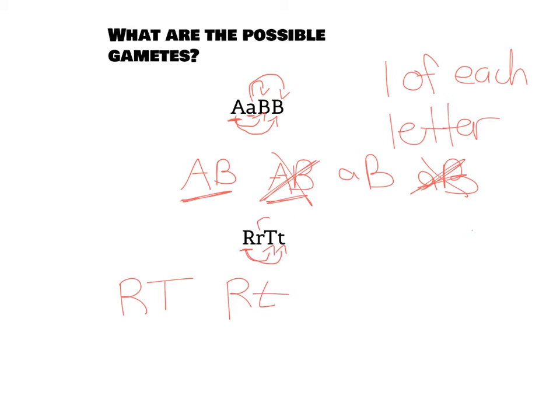Let's go to my second R. Take it to my first T. My second R, and take it to my last T. All right, do I have any repeats? Nope, I have 4 very different gametes.